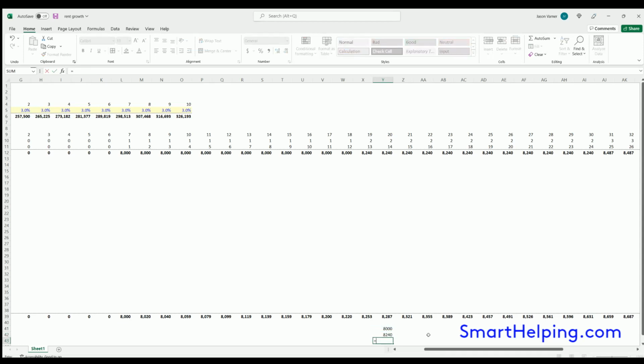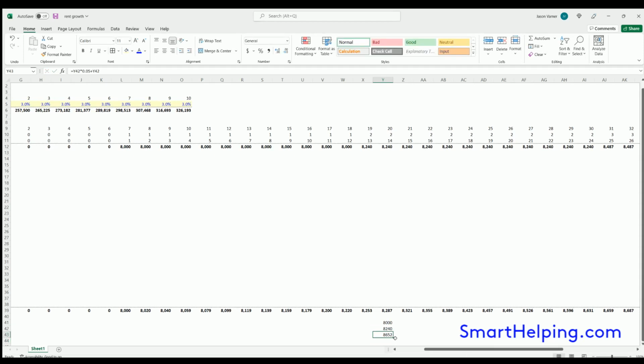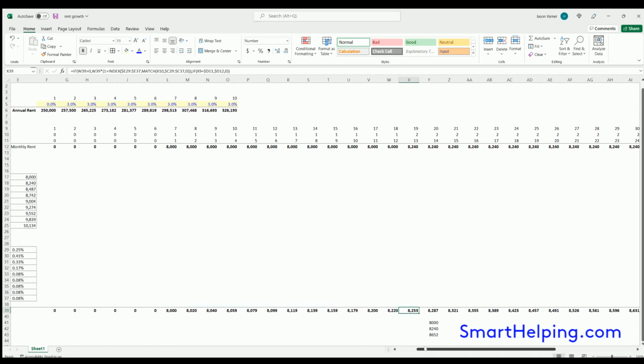And then we grew it by 5%. So it's a compounding rate per year. Now look at this. So we should be at 8,652, if I did that right. Let's see. So we go here, 12 months, month 13, we're at 8,2... Wait, what did I do here? Hold on. We should be at 8,240.